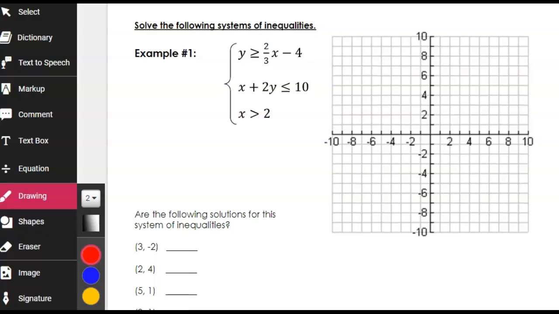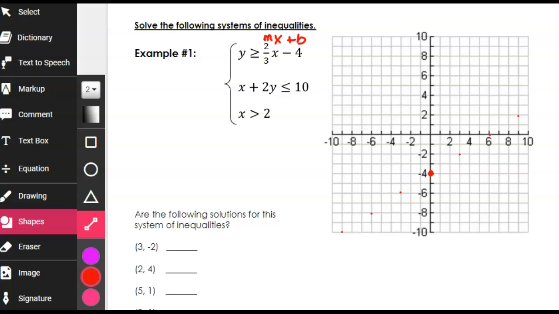For the first example, we want to go ahead and start graphing the inequalities that are in the system. Notice that we have 3, and notice that the first one is kind of in slope-intercept form. We have mx plus b here. So let's go ahead and graph, starting with the y-intercept of -4, and a slope of 2/3. So I'm going to rise 2, run 3, rise 2, run 3. I can extend this from the y-intercept and go down 2 and back 3, down 2 and back 3.